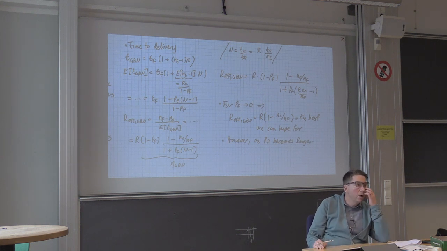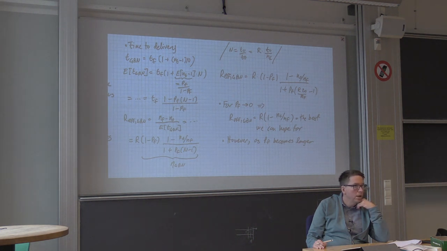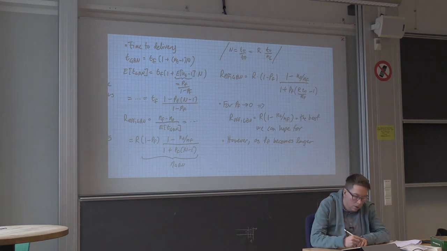But when the frame error probability becomes larger, then the efficiency of go back N degrades rapidly, and very soon it's no better than stop and wait.